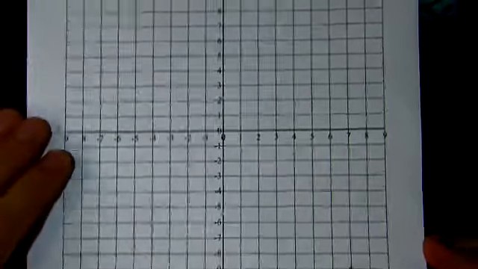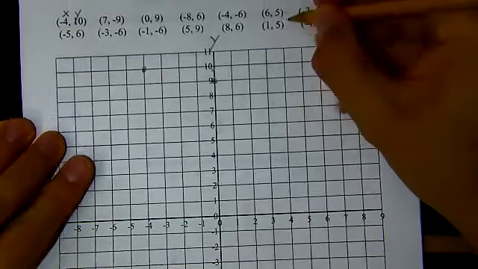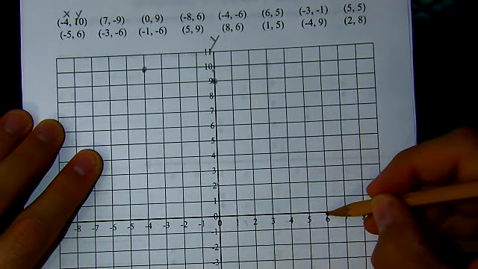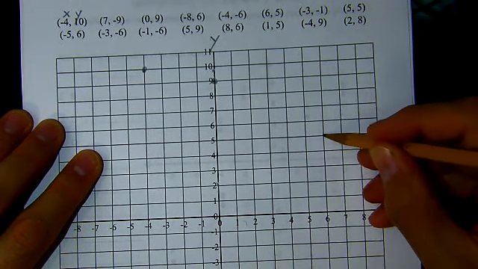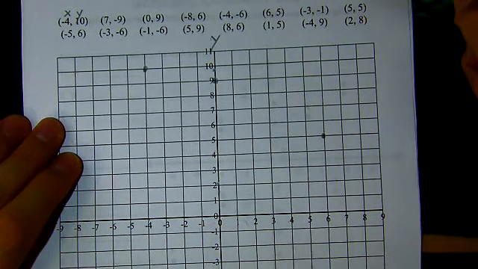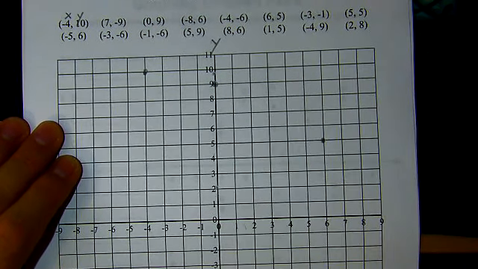Next, let's find a point that's both positive. So let's do this one over here, 6, 5. So if they're both positive, you would go +6, then you would go +5. So go ahead and pause your video and try to graph all the points that I skipped over.